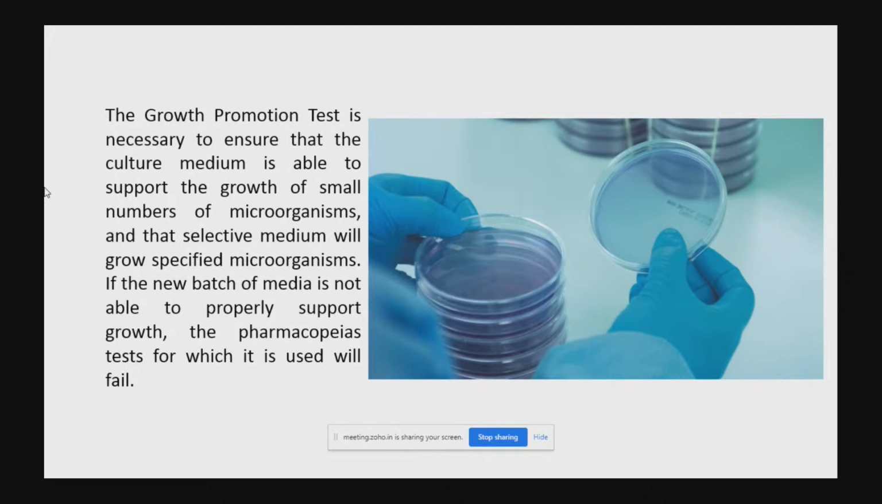So why is it important? For example, if the media growth promotion test failed and we are utilizing such media for the product analysis, what happens in that condition? Whatever result we derive by using the falsely failed media, the result of the drug may be questionable, right? So for that purpose we need to utilize a media which passes the growth promotion test.